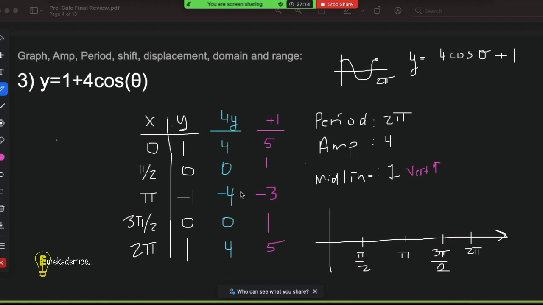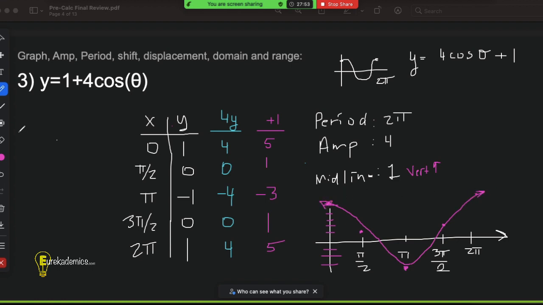All right, so now 0 has to map to 5. 1, 2, 3, 4, and 5. So we start here. By pi halves, you're going to hit 1. By pi, you have to hit negative 3. By 3 pi halves, you have to hit 1 again. And by 2 pi, you're going to finish the cycle and go up to 5. And that's the graph.